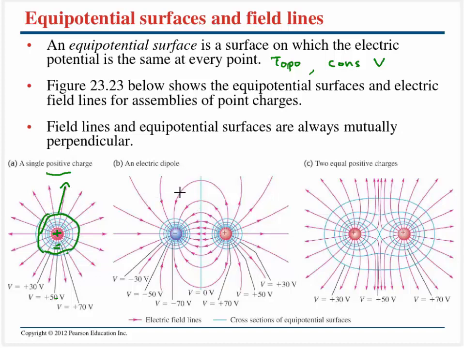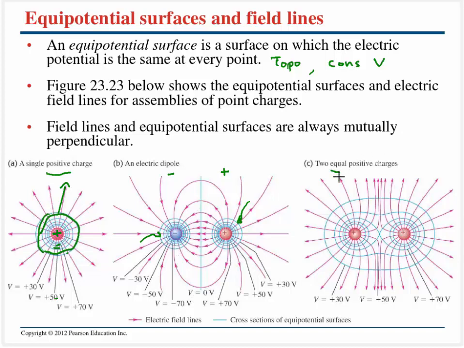The shapes can look kind of funky if we have a dipole, which is going to be a negative charge here and a positive charge here. But the concept is still the same. All of these blue lines are going to represent a line of constant voltage, say 70 volts. This one over here might represent, say, negative 30 volts, and so on and so forth.